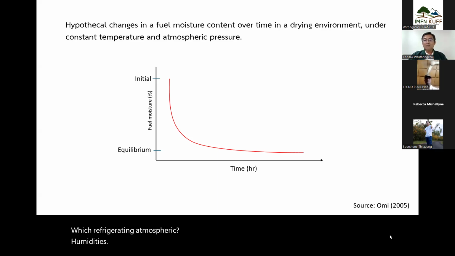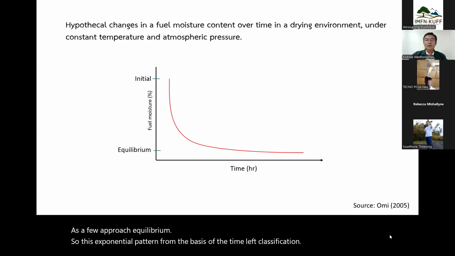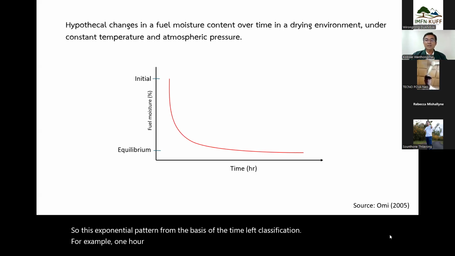The curve demonstrates an important concept. The rate of moisture loss is fast at the beginning, as you can see, but slows down as the fuel approaches equilibrium. So this exponential pattern forms the basis of the time lag classification. For example, 1-hour fuel reaches about 63% of its moisture adjustment in 1 hour, while the 100-hour or 1,000-hour fuel takes much longer.